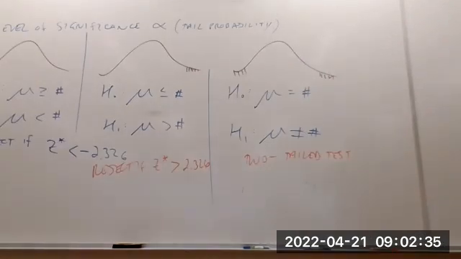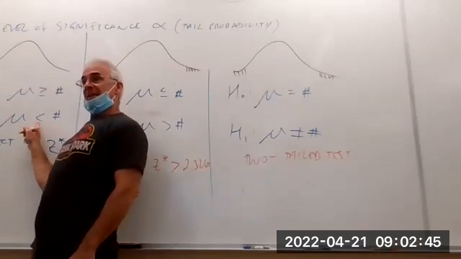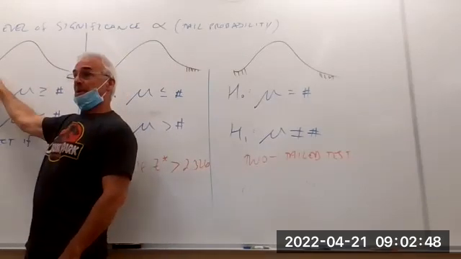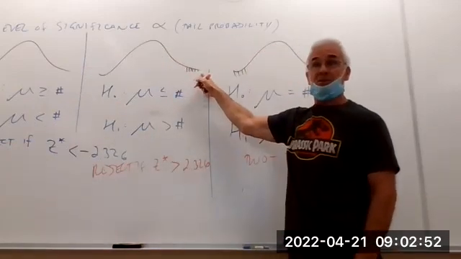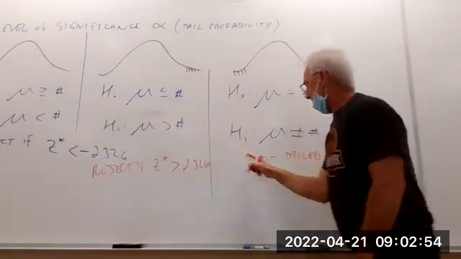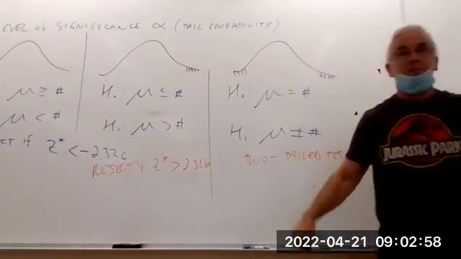By the way, I'm a big picture fan. You guys know that by now. By sketching the little simple picture and saying, which end am I working with? Because I'm going to reject in the extreme left, that's the picture, smaller than a negative. In this case, I'm going to reject in the extreme right, bigger than some positive number. I'm still at the 1% level.